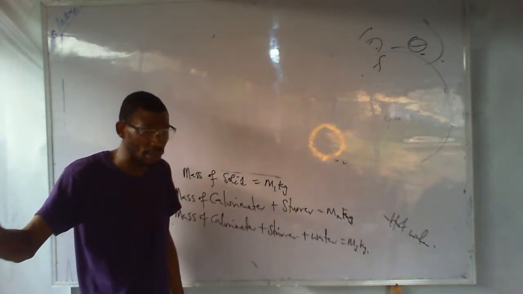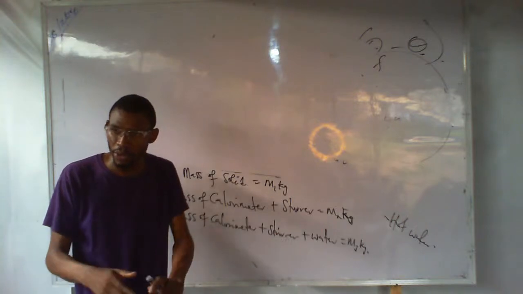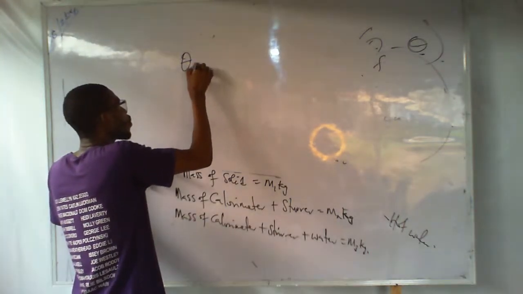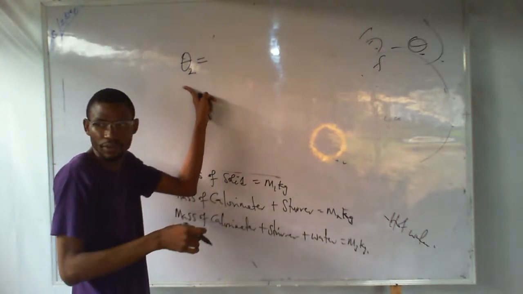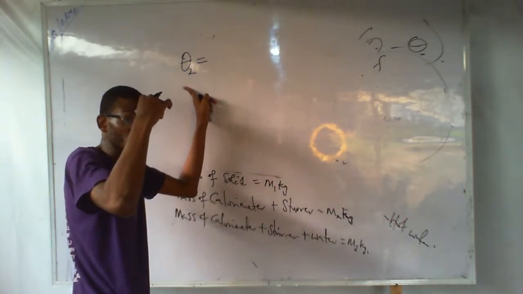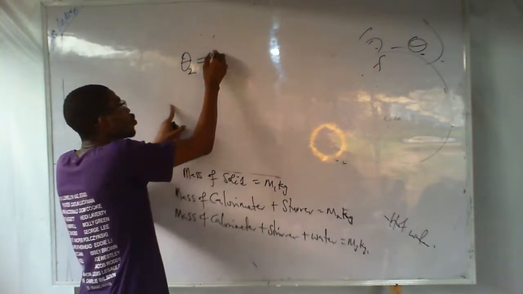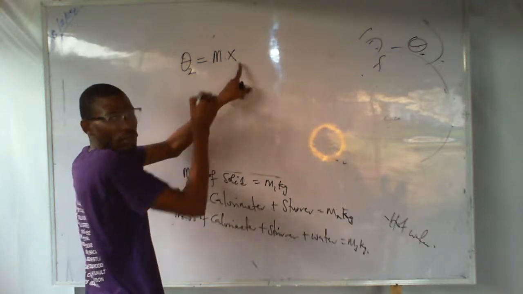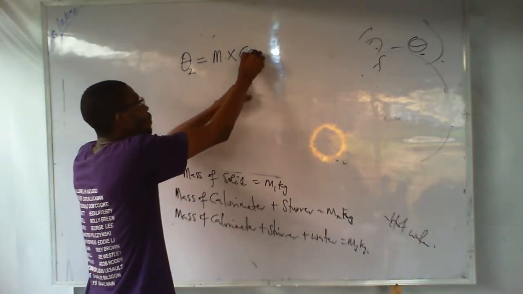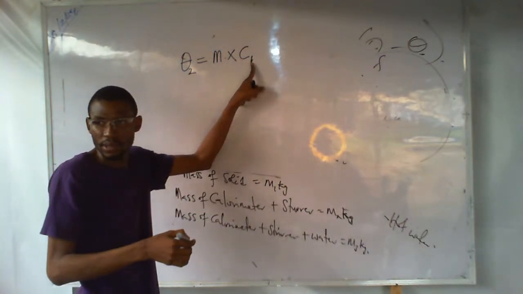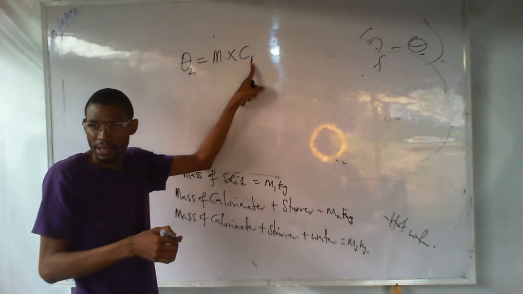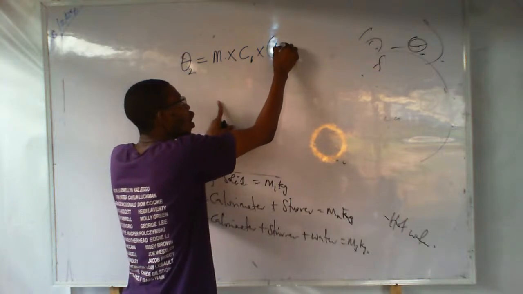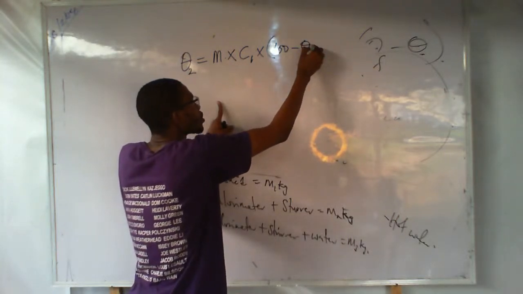Final temperature of the what? See what I'm going to do, everybody. Theta 2, from what I've given you, represents what? True or false? So that will now be mass times specific heat capacity of what? What does C1 represent? Do you understand? Multiply by 100 minus theta what?